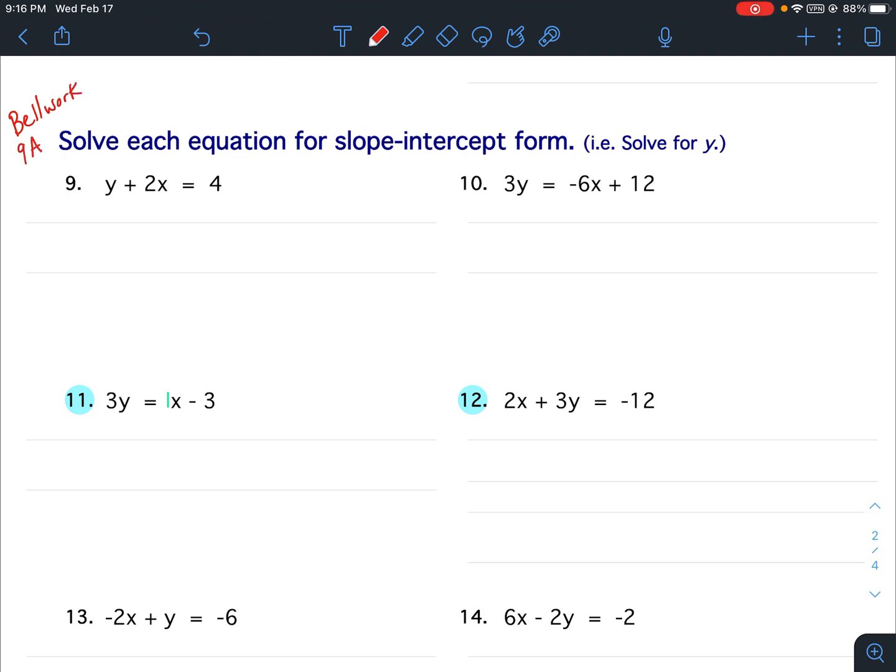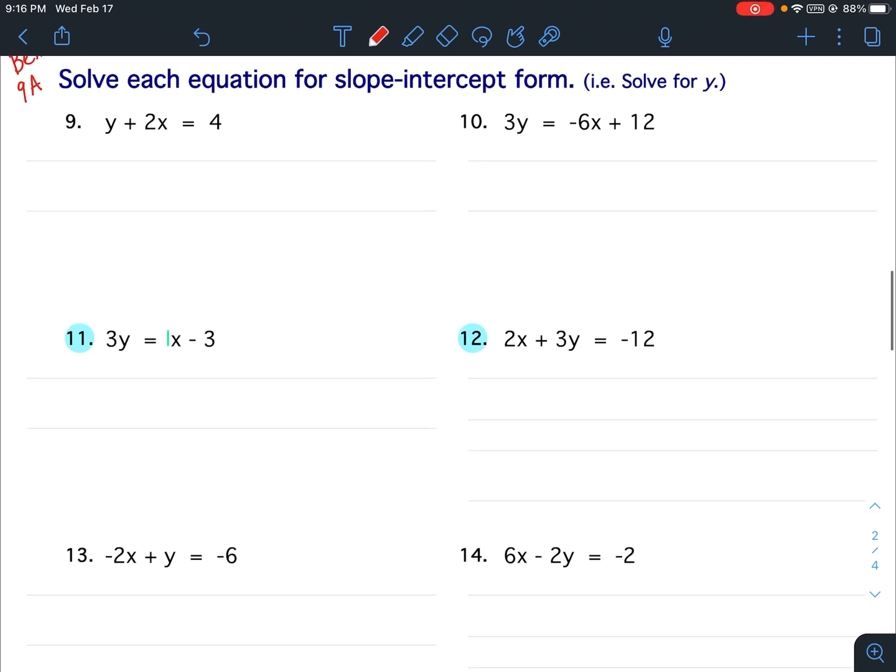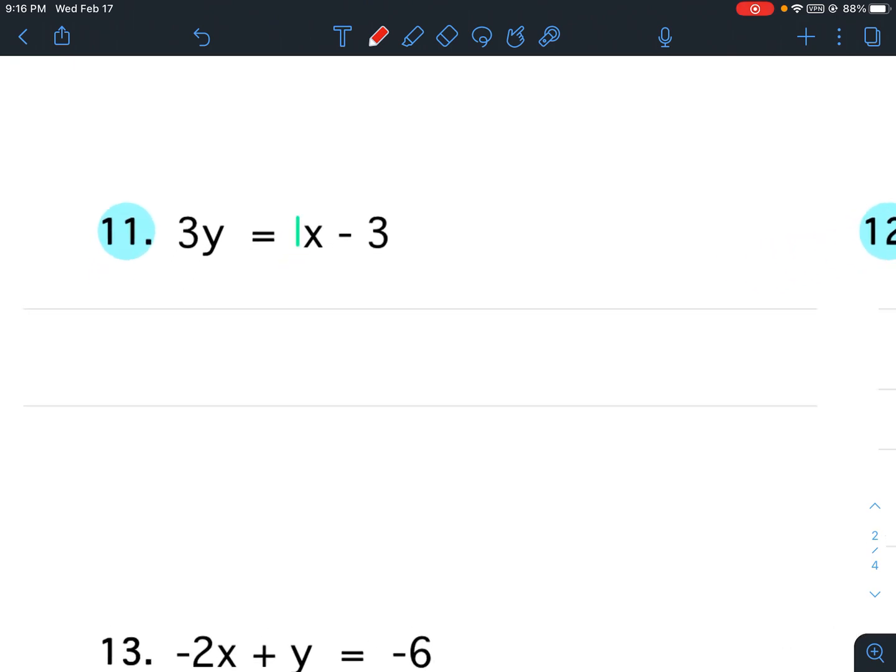9A. I'm going to do questions 11 and 12 with you. For the rest of them, if you get stumped, my suggestion would be to go back and watch the videos for bell work 9A, or you could look in your binders for the actual bell work we did together, but they would walk you through 9 through 14. So I'm going to start with number 11.